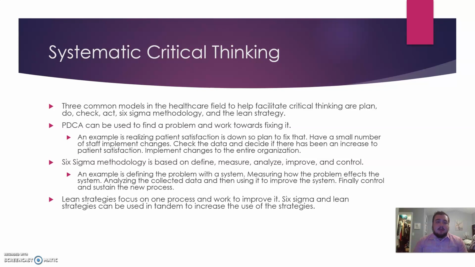Six Sigma methodology is based on define, measure, analyze, improve, and control. An example is defining the problem with the system, measuring how the problem affects the system, analyzing the collected data, and then using it to improve the system. And then finally, control and sustain the new process so that the improvements can stick to the entire system. And then lean strategies, they focus on one process and they work to improve it. Six Sigma and lean strategies can be used in tandem to increase the use of these strategies.